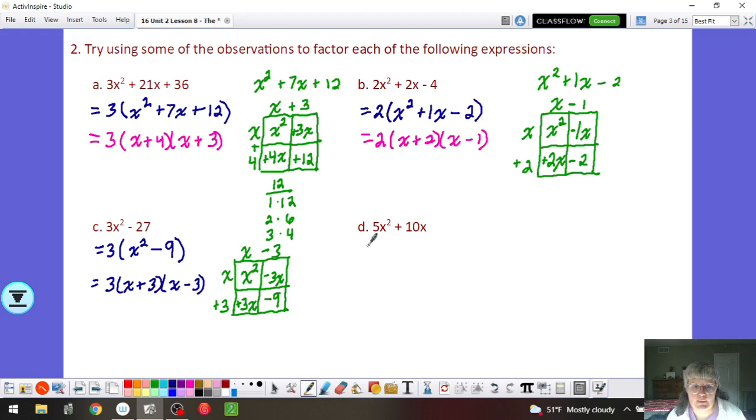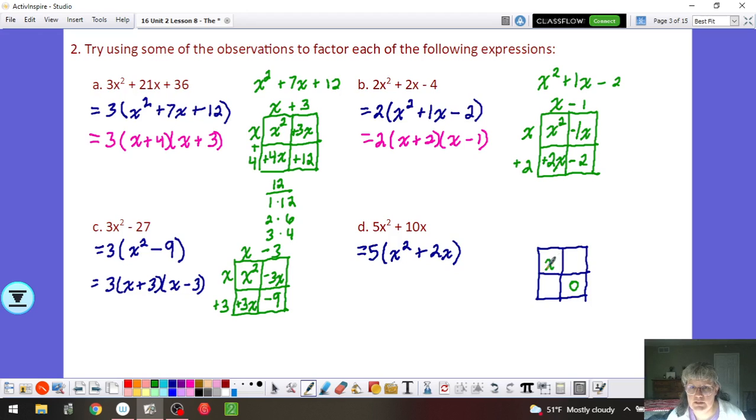D, starting out the same way, what's the greatest common factor? And students only identified 5 to begin with, but I'm going to show you something here in a little bit. So if we factor out a 5, we have x squared plus 2x left behind. Now this time we don't have a c value. If you don't see a c value, that means its value is 0. So if you want to use an area model, that units is going to be 0.